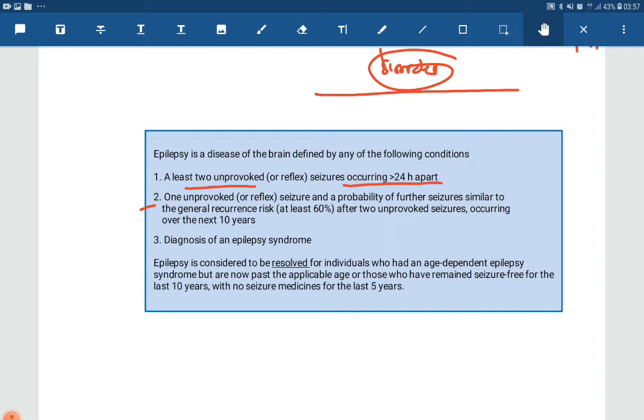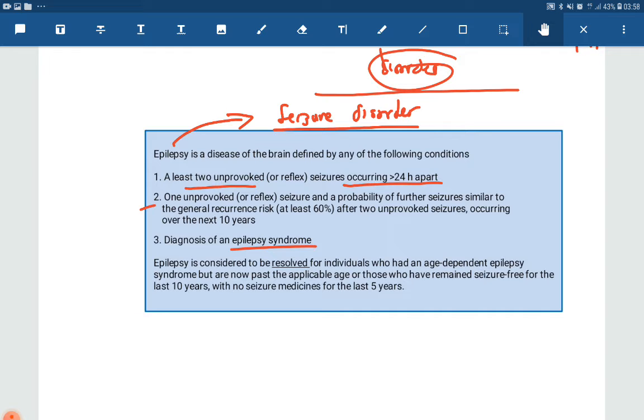And then number three is when you have a diagnosis of an epilepsy syndrome. So if you have any of these three, that defines epilepsy, and this epilepsy is seizure disorder. So that defines epilepsy, or in other words, seizure disorder. So look at these three paths. You see that any of these fulfills the criteria of being a seizure disorder.